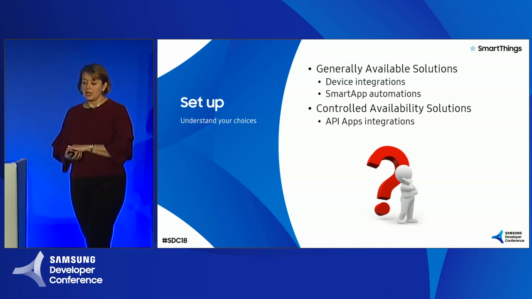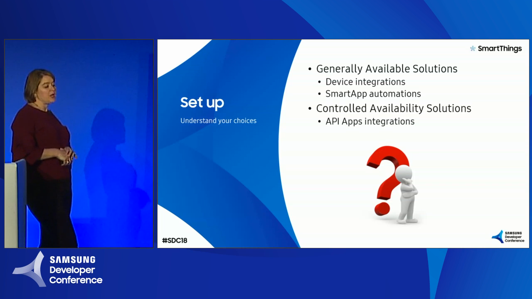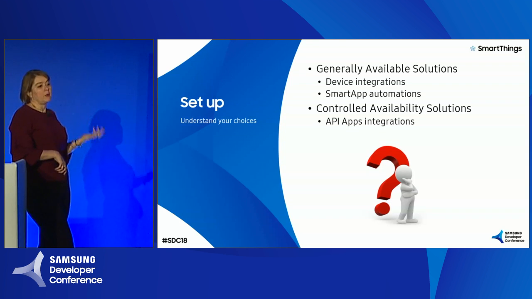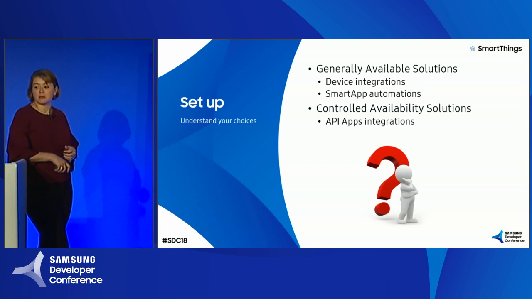If you're building an API app integration, that solution is a little bit different in that it's a controlled availability solution. So if you're building an API app, you will need to be a partner in our system, and there is an additional registration form that gets filled out. And we're working with our business development partners at that point, and that's really to make sure that we understand how the platform is being used.